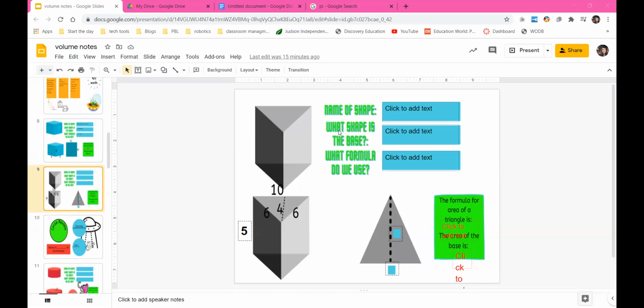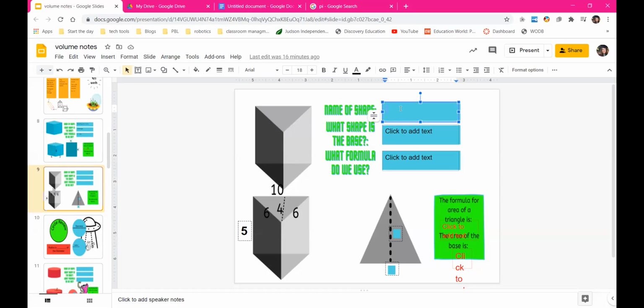Okay, so on this slide, we're on slide number 9. First off, what is the name of the shape? It has triangles on the top and bottom. You should know this is called a triangular prism. What shape is the base of a triangular prism? Not a trick question. The base is a triangle.